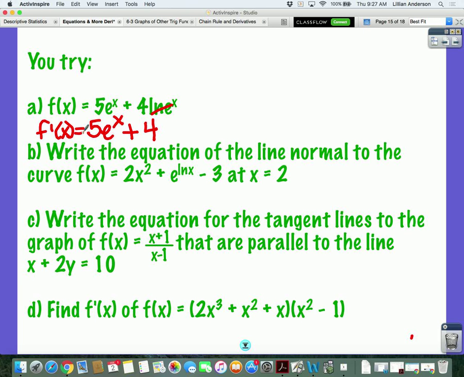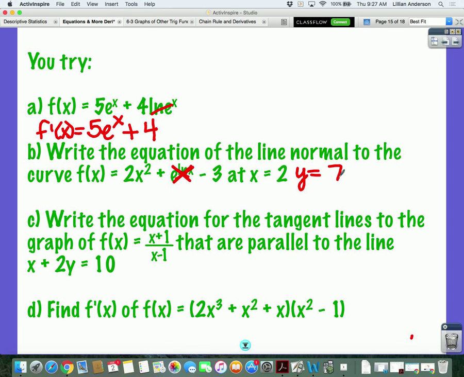Now it says write the equation of the line normal to the curve. So this is mixing in more complex equations and then writing equations of lines. What do we know about the slope of the normal line? Opposite reciprocal to the tangent line. So we have to find the slope of the tangent line. And then also, we don't have our full coordinates to write our line. We have an x value, but how do we find the y value? Plug it into the original. Hopefully you notice that e raised to the ln is just x. So when you go to plug in 2, that's 4 times 2 is 8, plus... 7? Yeah.